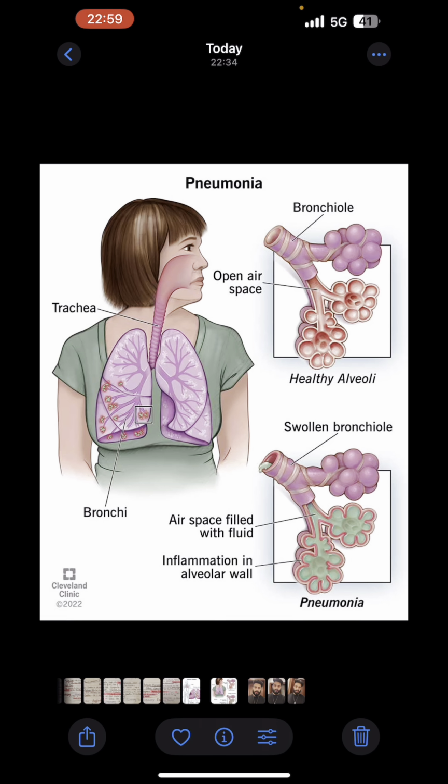So let's go next to pneumonia. This is a photo showing pneumonia.